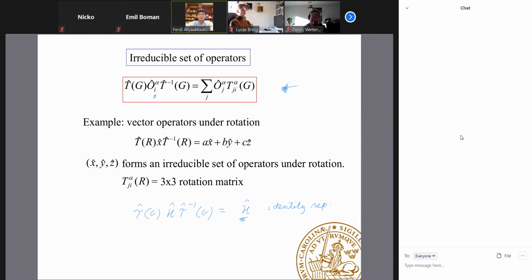Because we recall that if I have an operator A, let's say, we can always write it like this, with matrix elements A_ij, where we have some basis functions phi. So we know from quantum mechanics that you can write an operator in this form here.